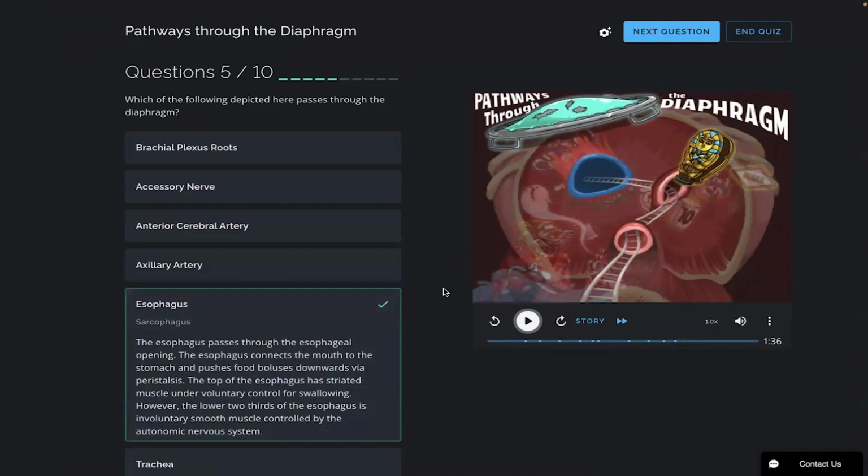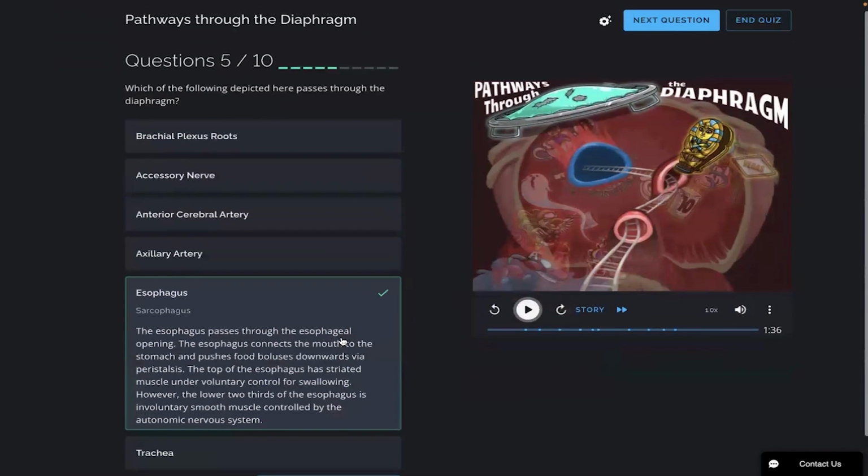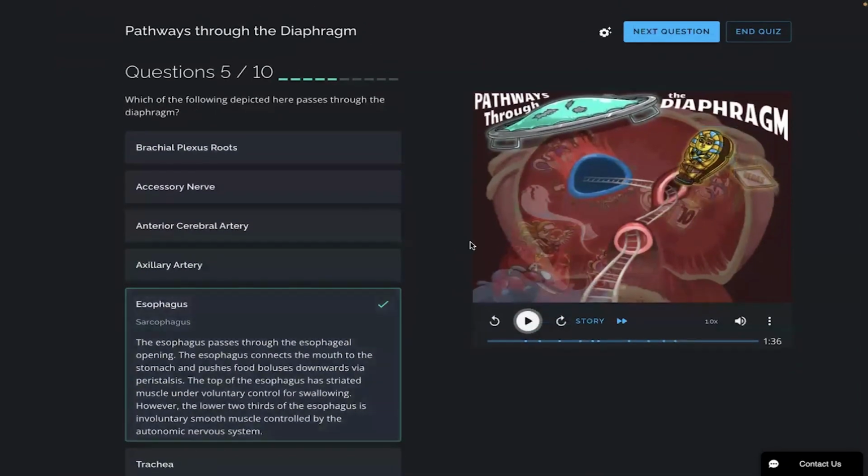The esophagus connects the mouth to the stomach and pushes food boluses downwards via peristalsis. The top of the esophagus has striated muscle under voluntary control for swallowing. However, the lower 2/3 of the esophagus is involuntary smooth muscle controlled by the autonomic nervous system. All right. Lots of great info there.